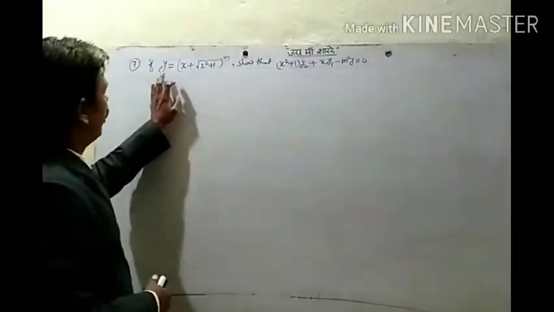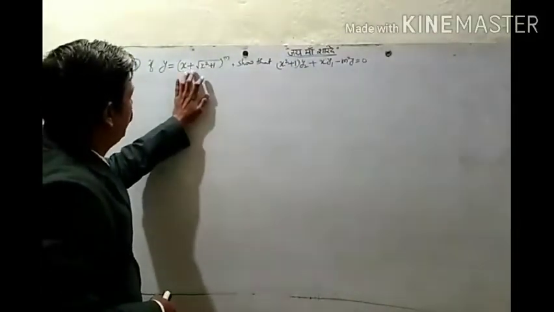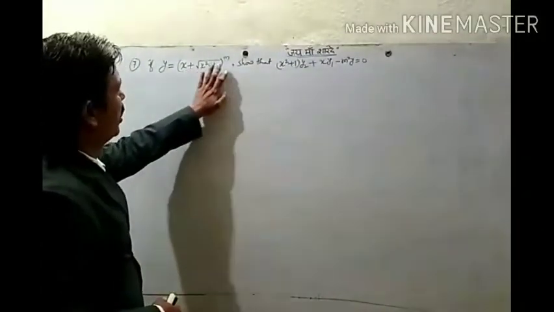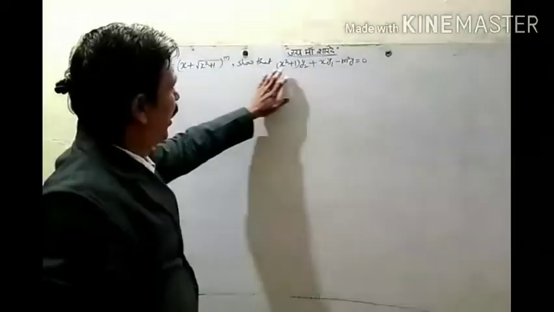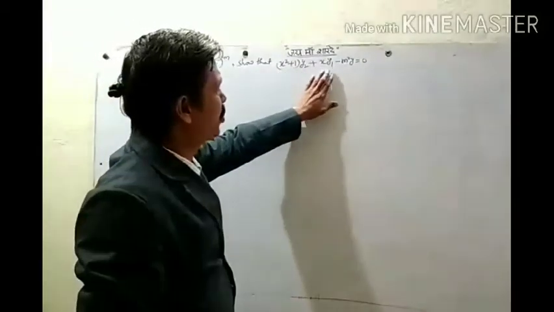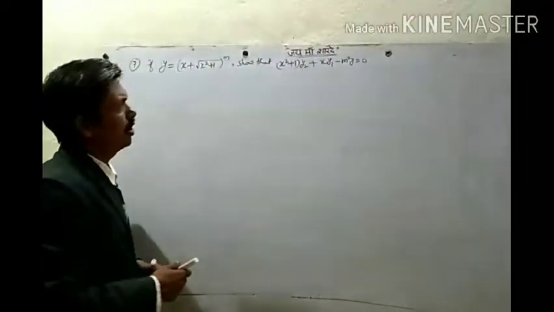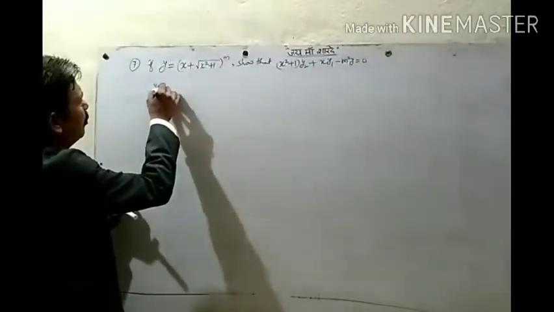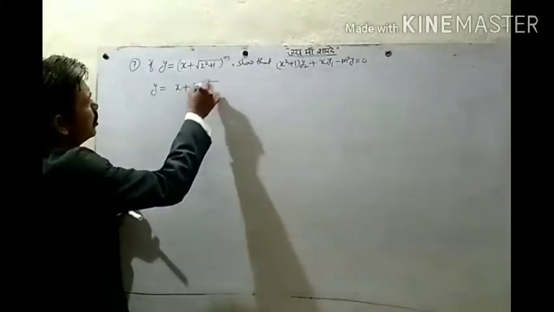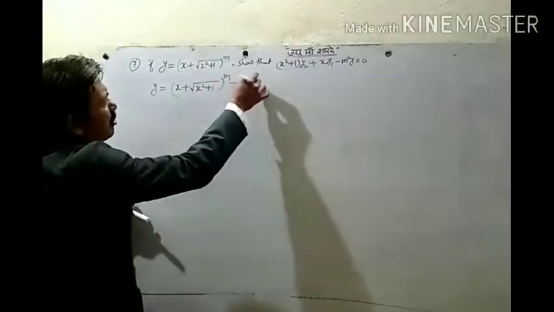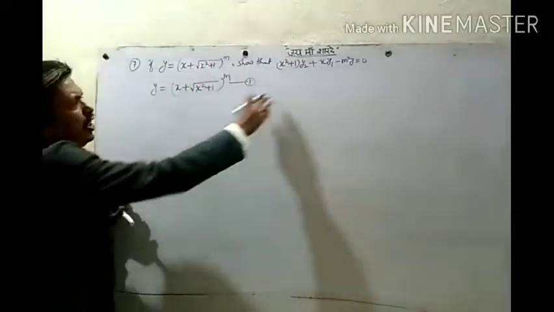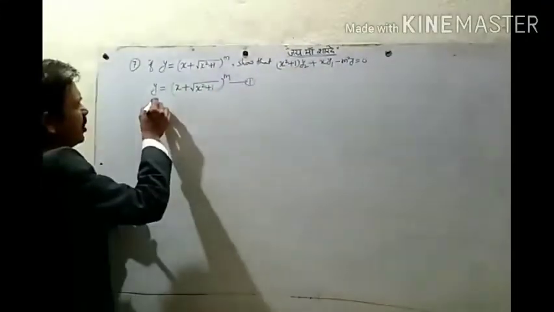Now if y is given as (x plus root x square plus 1) to the power m, then we will show that (x square plus 1) y2 plus x y1 minus m square y equals 0. Okay. So what we have, y is equal to (x plus root x square plus 1) to the power m. It is our y. Now we need y2 and y1. So first differentiating.